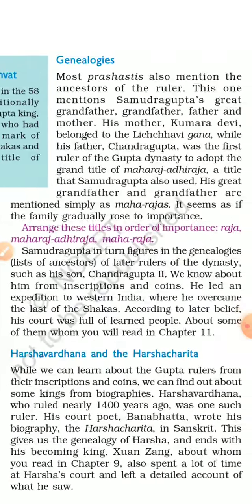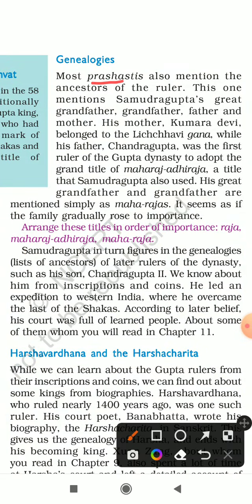So, prashastis were written in order to praise the kings and rulers. Most prashastis also mention ancestors of the ruler. The word genealogies means bloodline or family tree. This one mentions Samudragupta's great grandfather, father, and mother. His mother was Kumar Devi, who belonged to the Lichavi Gana, while his father, Chandragupta, was the first ruler of the Gupta dynasty to adopt the grand title of Maharaja Dhiraja, a title that Samudragupta also used.